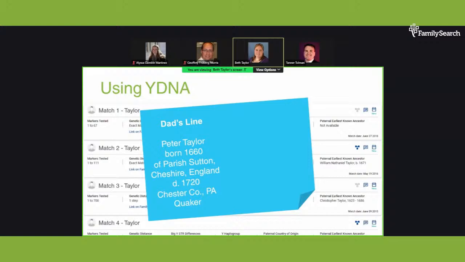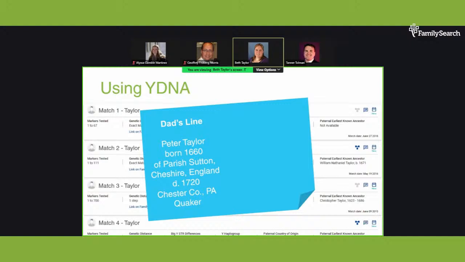What we know about Peter is he was born about 1660, and he was of Parish Sutton, and what of means he lived there at some point in Cheshire, England. And we know that he died in 1720 in Chester County, Pennsylvania, and he was a Quaker or a member of the Society of Friends.